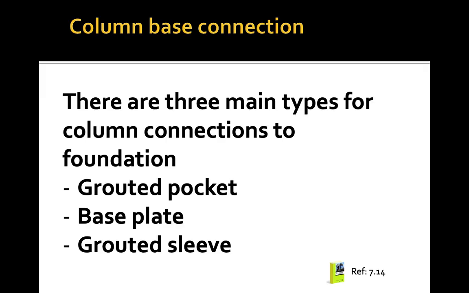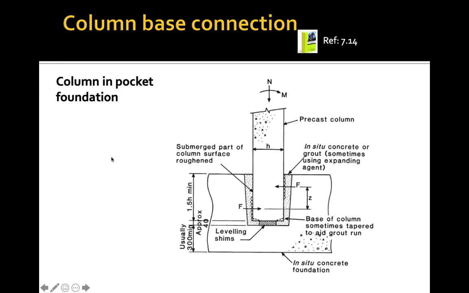Next, we move on to the column base connection. Previously was the column to column connection, and this is for the column to base connection. Basically there are three main types of column connections to foundations. The first one is grouted pocket, then base plate, and also grouted sleeve. So this is one example of a column in pocket foundation.